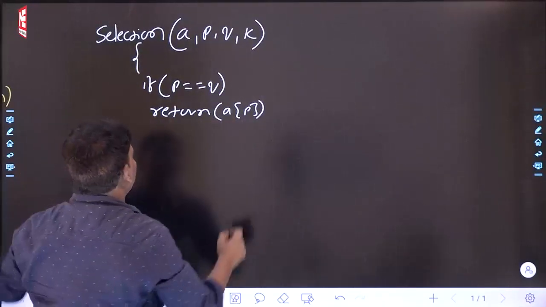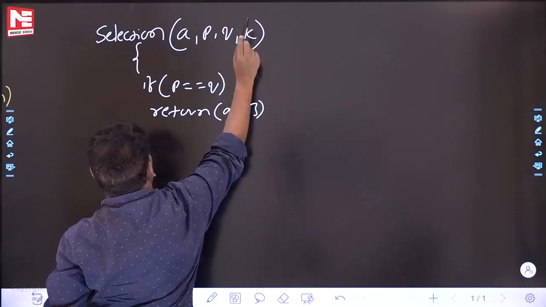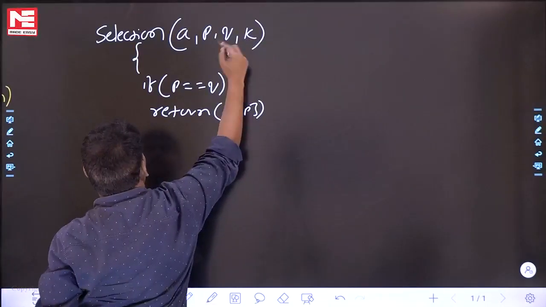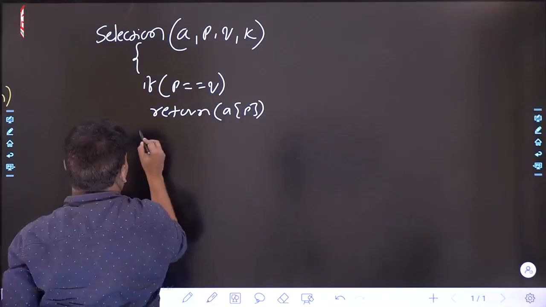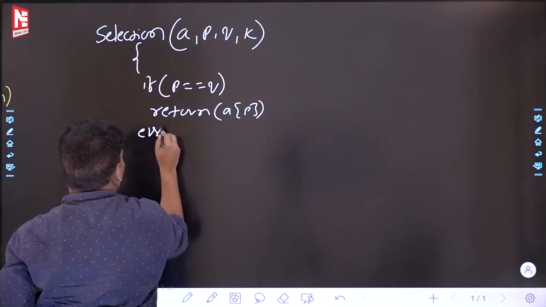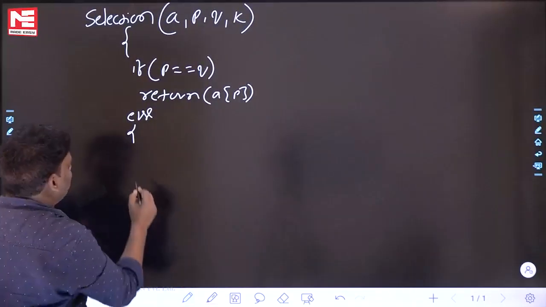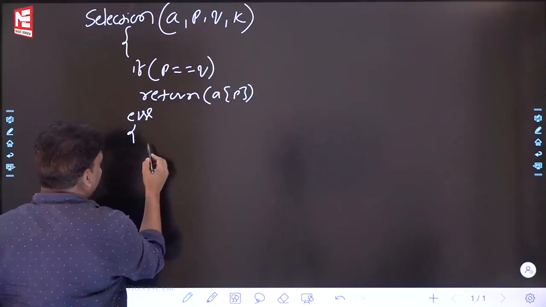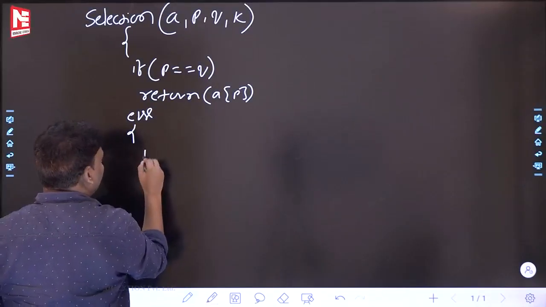Now I am writing the algorithm. See, array A which contains P to Q elements. In that I want to find the kth smallest element. Try to remember k is less than or equal to n. If P is equal to Q, return A of P. That is fine. Now see the answer. Else. What should I do if you come to the else part? Small problem or big problem? Big problem. What should I do? Apply partition.